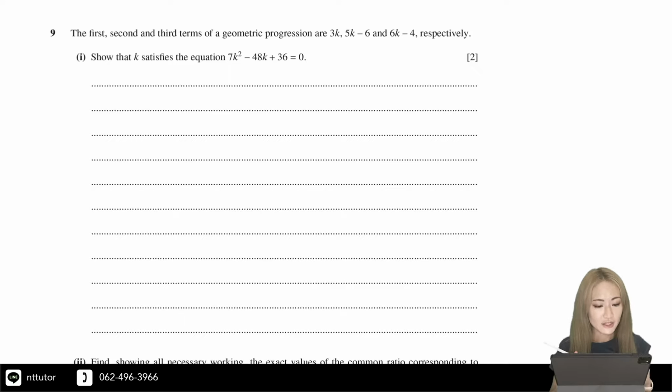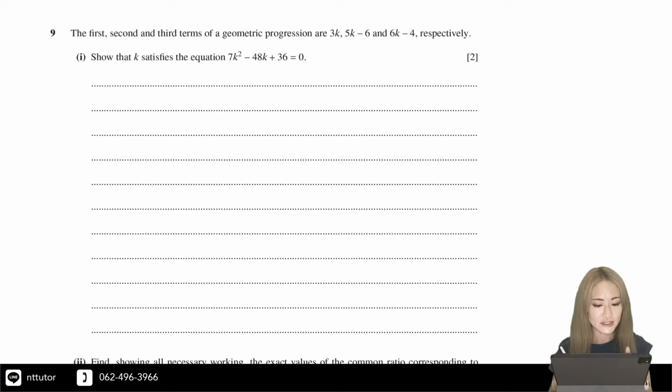The first, second, and third terms of a geometric progression are 3k, 5k minus 6, and 6k minus 4 respectively. 1. Show that k satisfies the equation 7k squared minus 48k plus 36 equals 0.